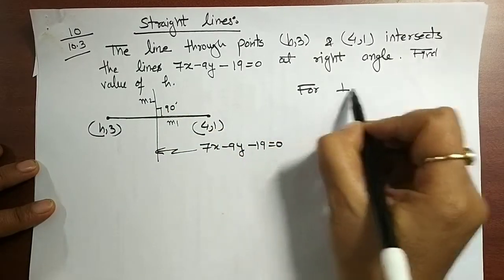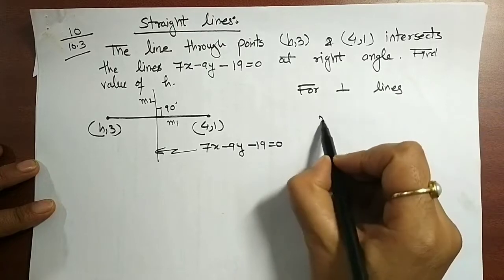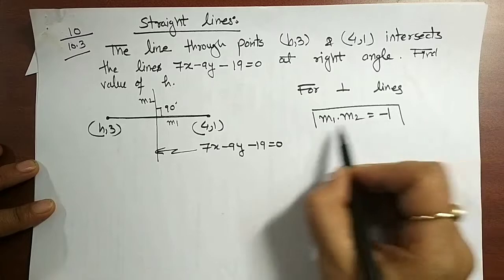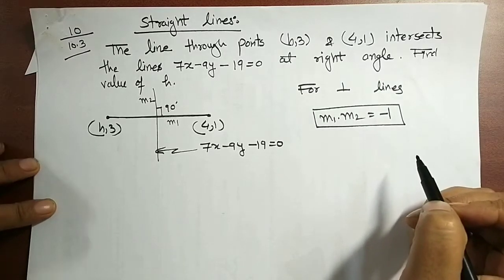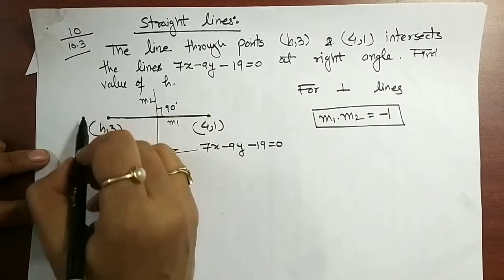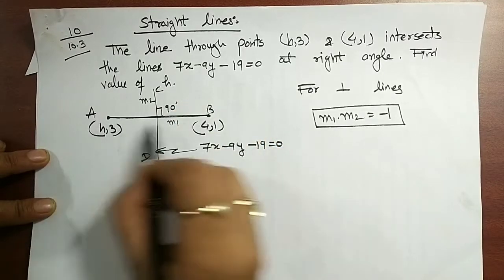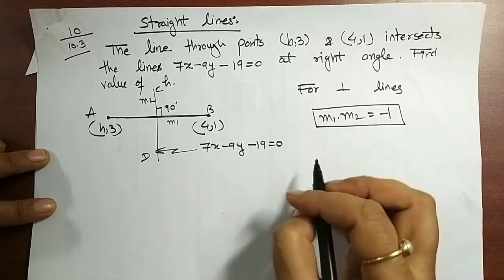For perpendicular lines, what is the condition? M1 into M2 should be minus 1. The product of slopes should be minus 1. So let me take, suppose this is line AB and this is CD. So what is the slope of line AB?